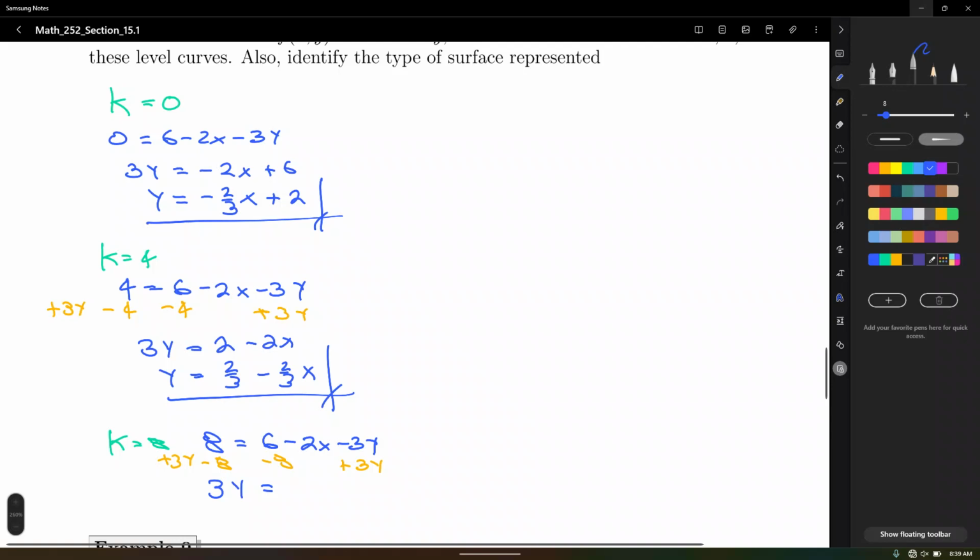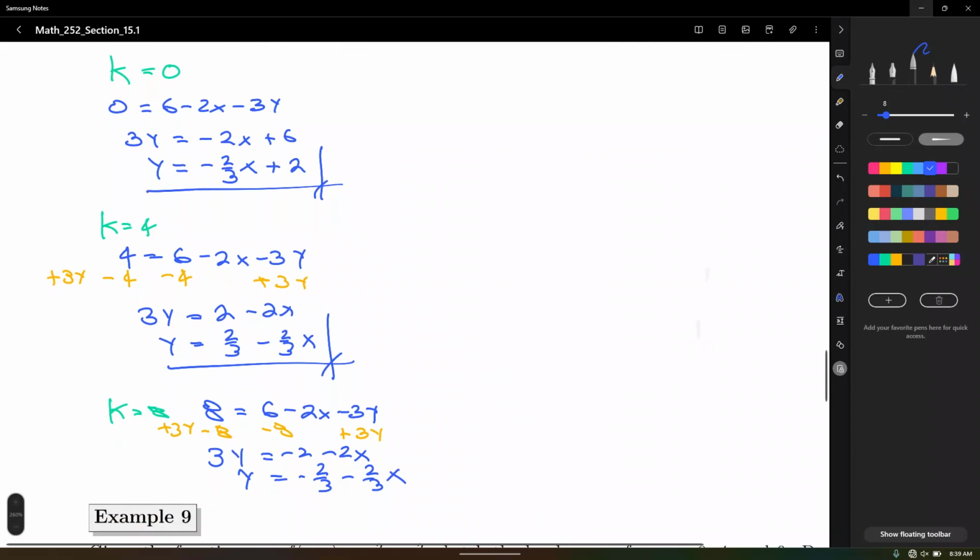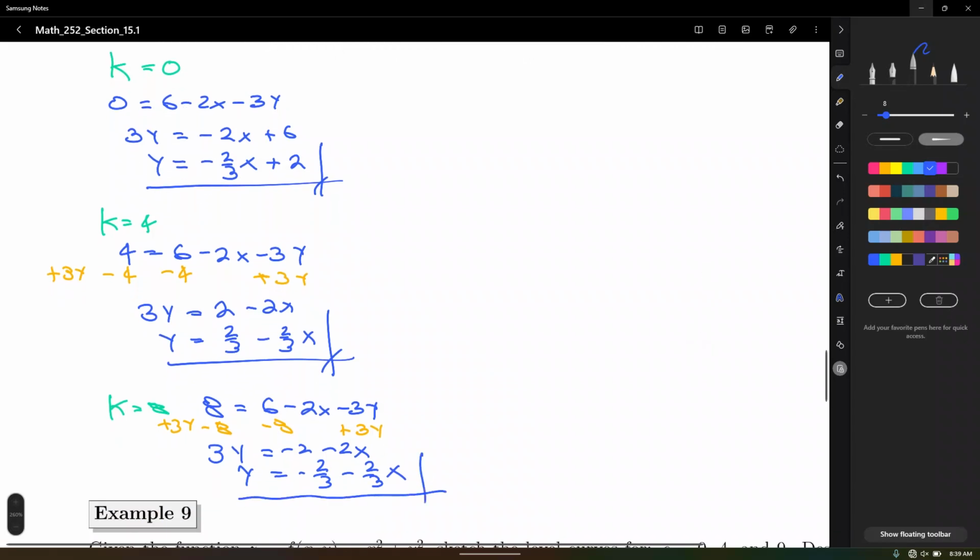3y equals 6 minus 8, that's negative 2, minus 2x, and that's going to be y equals negative 2/3 minus 2/3 x. And again, this is going to be another diagonal line. So notice how these three diagonal lines have the same slope in common. All they differ by is the y-intercept.